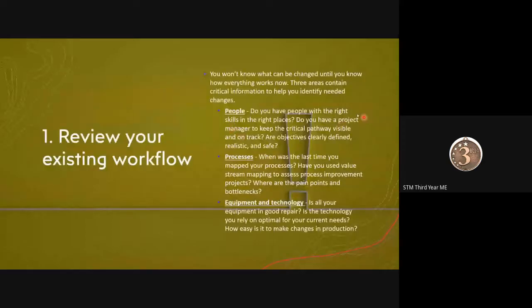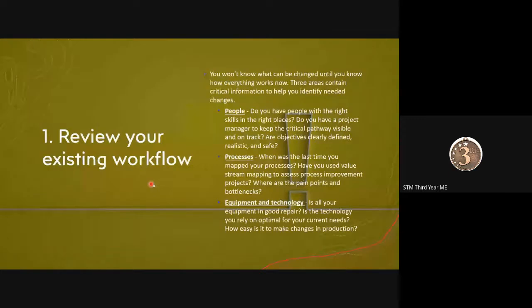If you have the right skilled people at the right place, you obviously will get more productivity. If you have a project manager, he will supervise these people doing the work, so that is also increasing productivity. Then by clearly defining the objectives, we can know how much product has to be manufactured, how much has to be stored in the inventory, and how much has to be transported. This will be known only if you are clearly defining the objectives. So that is why it is essential to review the existing workflow.